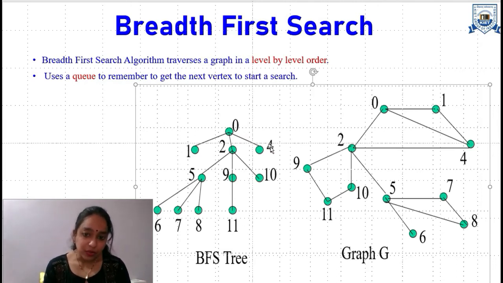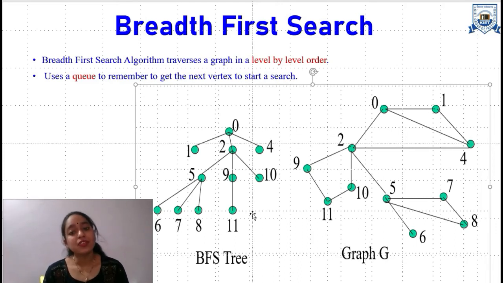The next level is 1, 2, 4, so 1, 2, 4 will be visited. The next level is 5, 9, 10, so 5, 9, 10 will be visited. The next level is 6, 7, 8, 11, so 6, 7, 8, 11 will be visited. So the breadth first traversal will be 0, 1, 2, 4, 5, 9, 10, 6, 7, 8, 11.